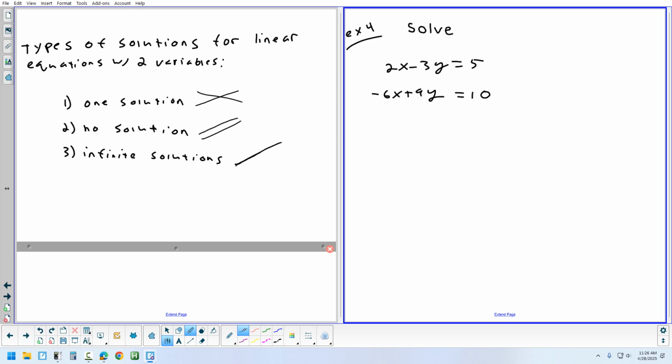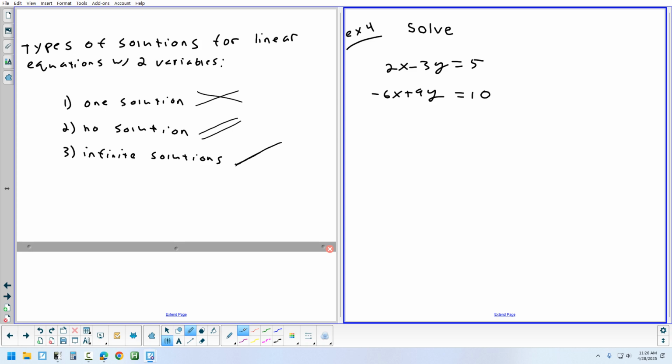Let's pick a letter first. What letter do we want to try to get rid of? X. Okay, X and Y. Those are the options. All right, we're going to go with X then. If we want to get rid of the X's, we need the numbers to be opposites. You with me?